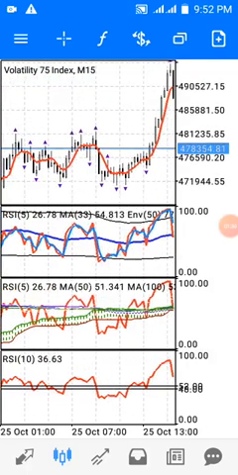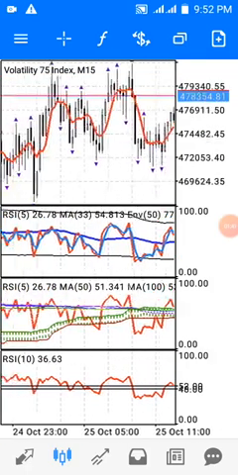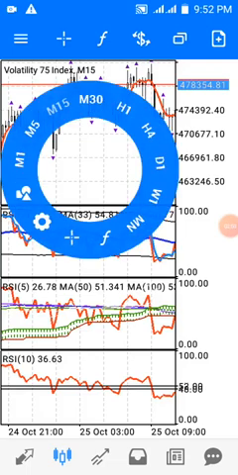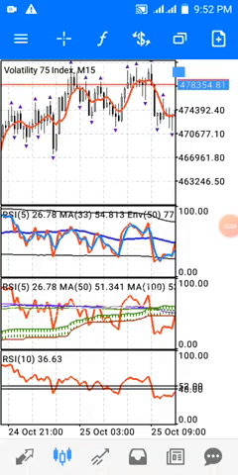All right, I have a volatility index 75, 15 minutes time frame on my chart, and I have four windows. The initial publication had three windows, but this time around we have four windows. We have the main chart.